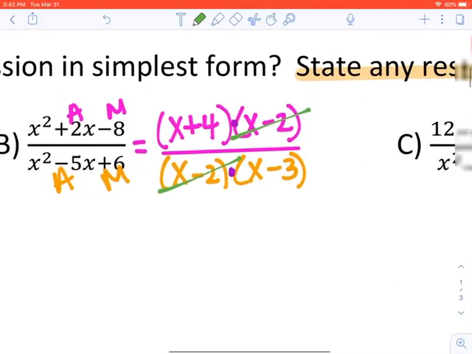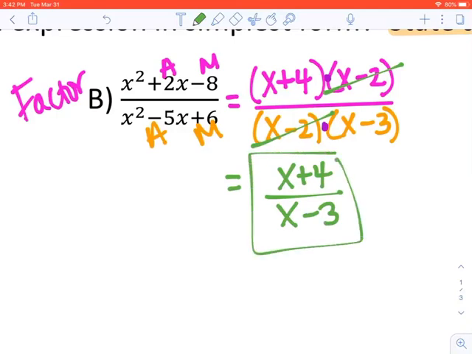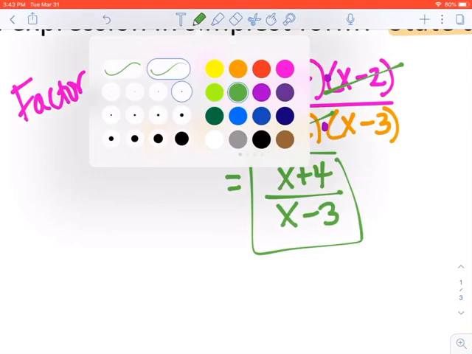Okay? And that's it. We are done there. Because on the top I'm left with x plus 4. You can put it in parentheses if you want. You don't have to. And then x minus 3 on the bottom. These are completely different factors. You cannot simplify them anymore. You are done at that point.